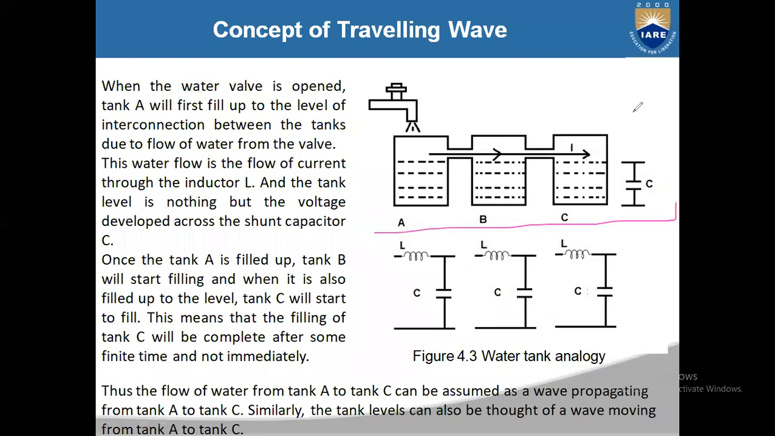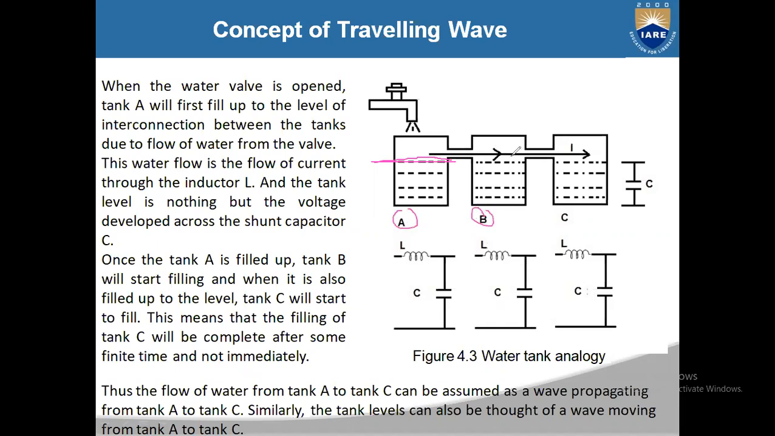If you see this water tank analogy, whenever you open this valve, water will fall into the first tank. Water flow will be there. Until this tank is filled up to this level, that means until the voltage across the capacitor becomes V, there is no flow of water in this second tank. Until this first tank is filled up to some level, there is no flow of water in the second tank. Whenever it reaches some level, only then will the water flow from tank A to tank B.